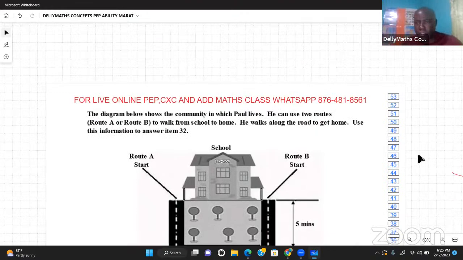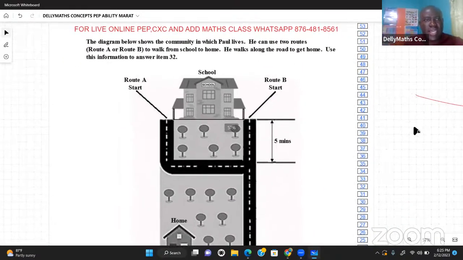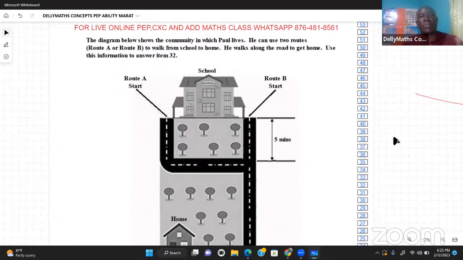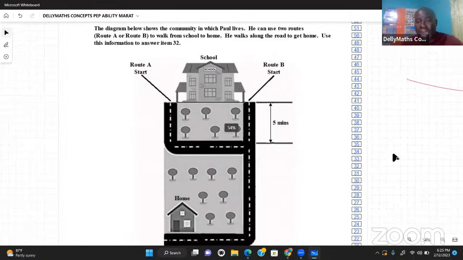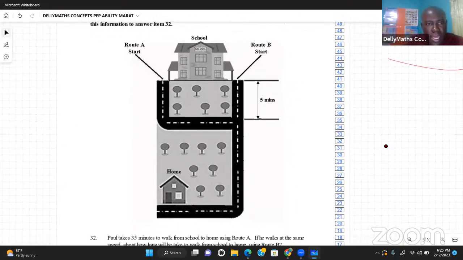So what we're looking at here is the question. Let's read the question. It says, the diagram below shows the community in which Paul lives. He can use two routes, route A or route B, to walk from school to home. He walks along the road to get home. Use this information to answer question 32. Look at the road. Look at route A. This is route A here. This is route B right there.